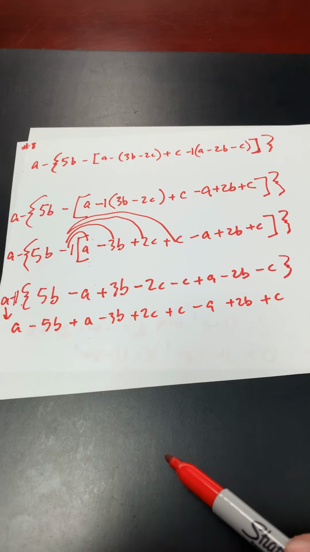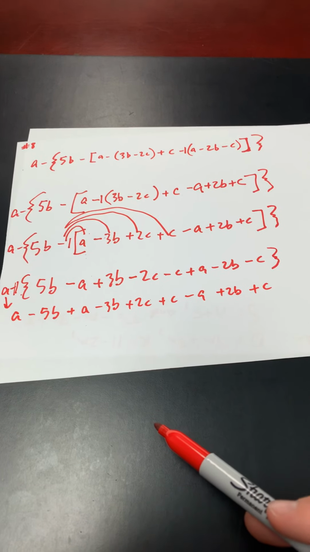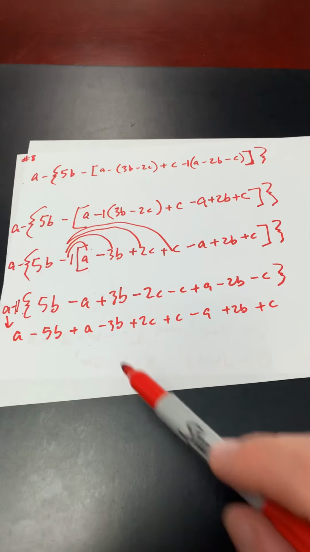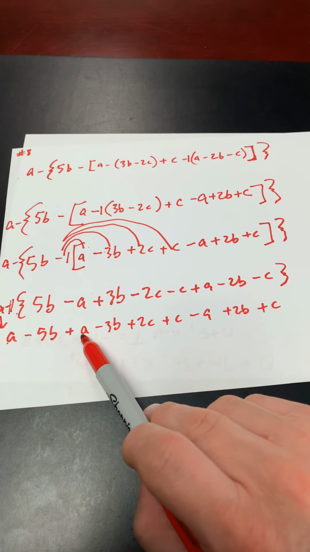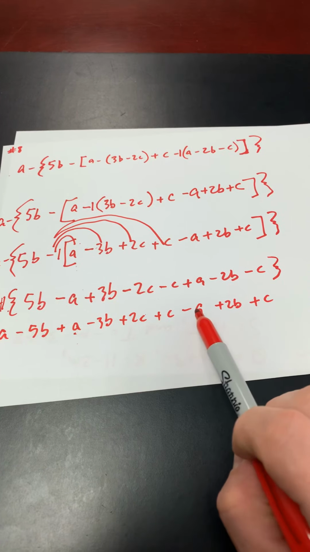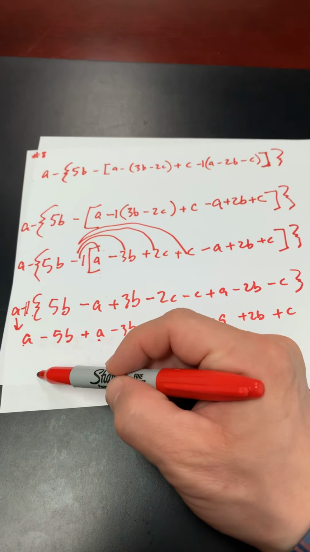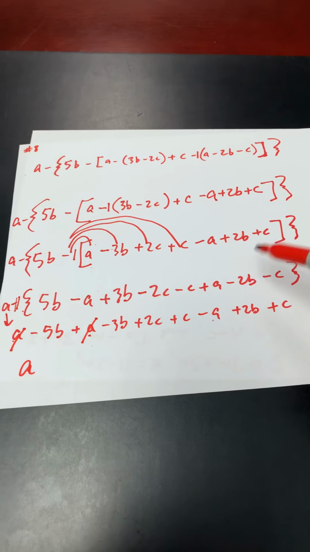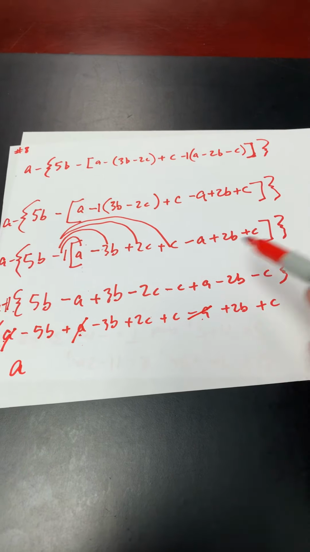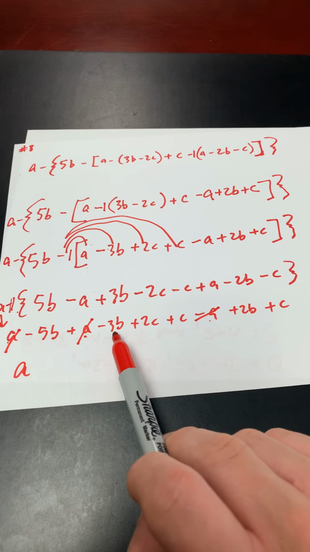Now we've removed all of our grouping symbols, and the only thing left to do now is combine our like terms. So we have an a and an a gives us 2a. 2a minus a gives us 1a. So we're going to have a. I've already dealt with that one, and that negative a there. Negative 5b minus 3b is negative 8b.